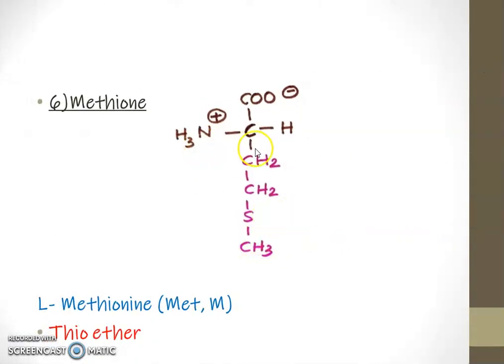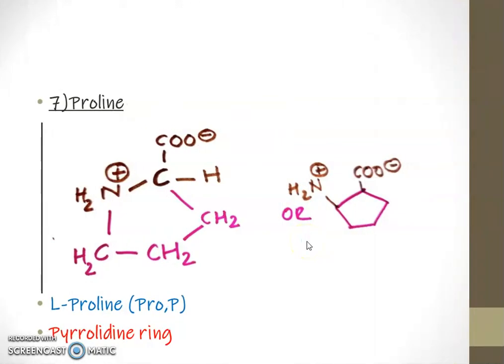The sixth one is methionine. The three-letter abbreviation is MET, whereas one-letter code is M. Here the group is thioether group. This one is the thioether group. The seventh is proline. It has a pyrrolidine ring. This is termed as pyrrolidine ring. It has a secondary amino or the imino group present, which is NH2+. Of course, the three-letter abbreviation is PRO, whereas the one-letter symbol is P.